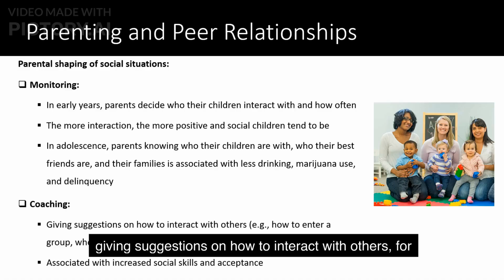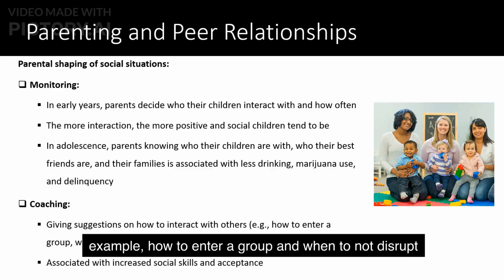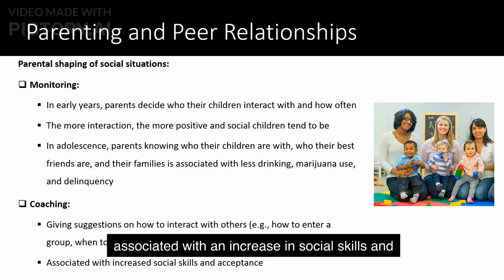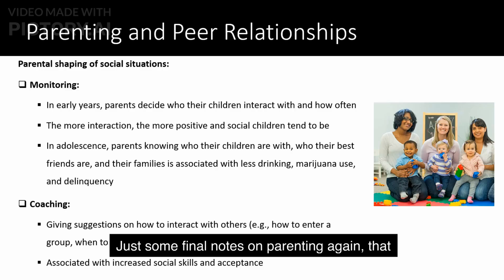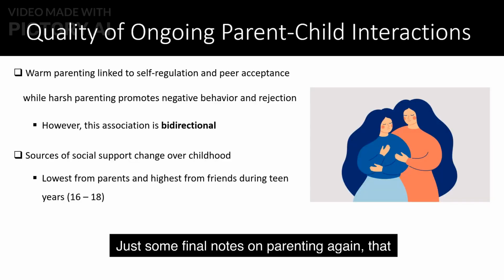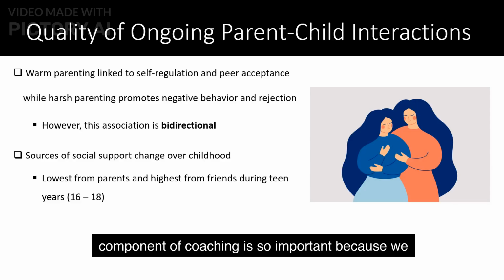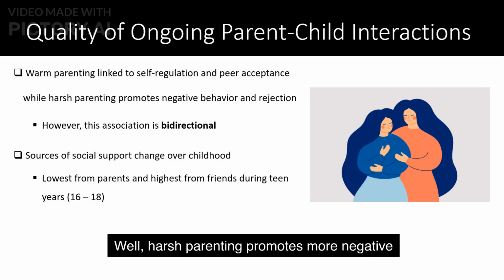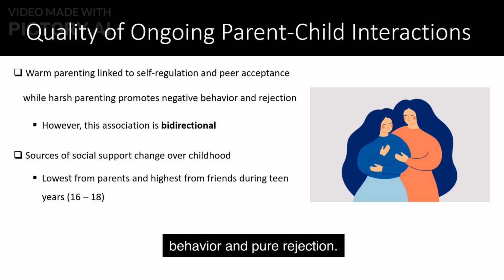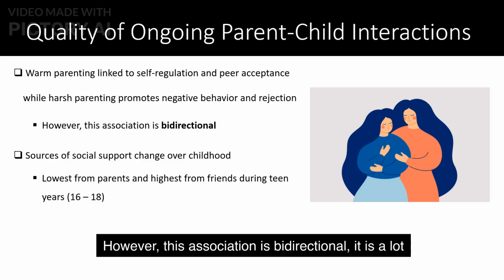Parents also do this through coaching, where they are giving suggestions on how to interact with others. For example, how to enter a group and when to not disrupt people, as well as emotional coaching. And coaching is associated with an increase in social skills and acceptance from peers. Just some final notes on parenting. Again, that component of coaching is so important because we see that warm parenting is linked to things like self-regulation and peer acceptance, while harsh parenting promotes more negative behavior and peer rejection.